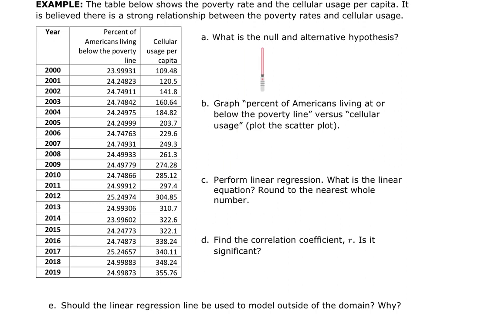So the first thing is, what are the null and the alternative hypotheses? My H0, as we know by default, will be rho is equal to 0, and our HA is going to be rho is not equal to 0. So I'm going to leave it up to you to do a scatter plot of the percent of Americans living at or below the poverty line versus cellular usage, and you're going to put that right there.